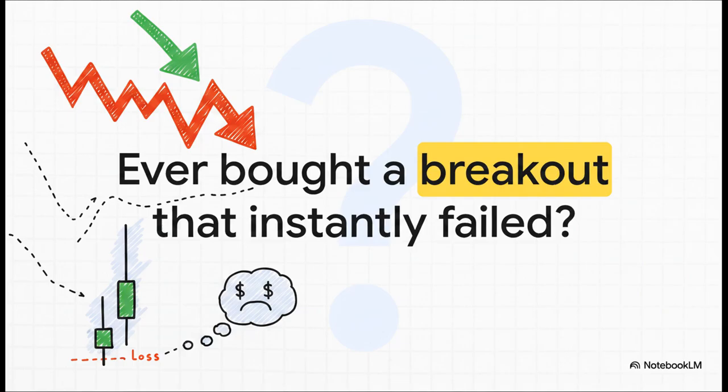Look, we've all been there. Tell me if this sounds familiar. You buy a breakout and it instantly fails. You see the price absolutely surging. You jump in because, well, you don't want to miss the move, and then bam, the market violently reverses and completely wrecks your stop loss. It is beyond frustrating, right?